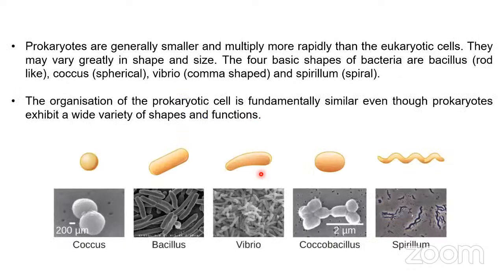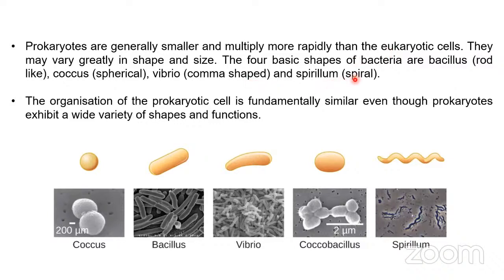Prokaryotes are generally smaller and multiply more rapidly than eukaryotic cells. For example, we know that E. coli divide and replicate within 18 minutes, while eukaryotic cells usually take a longer time to divide and multiply. They may vary greatly in shape and size.